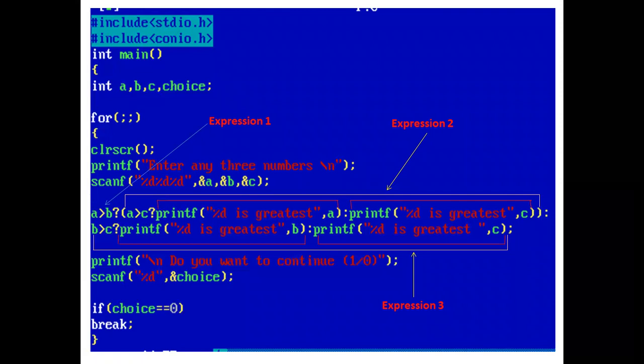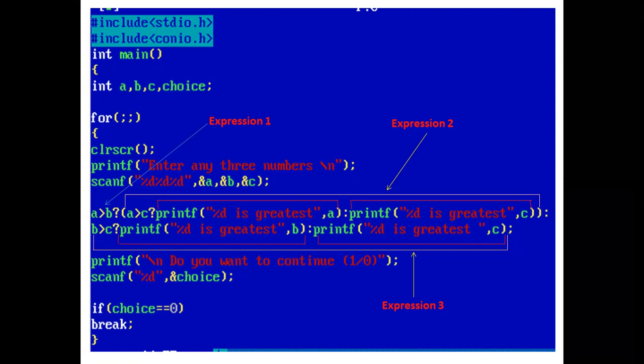So expression 1 is evaluated, which can be true or false. If expression 1 is true, then expression 2 is executed. Otherwise, expression 3 is executed.